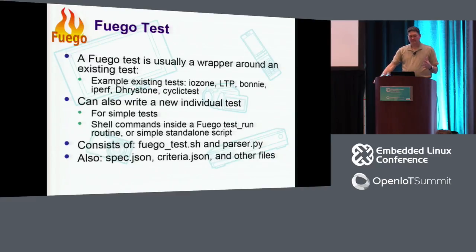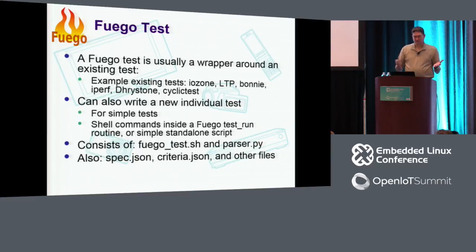Like I said, a Fuego test is usually a wrapper around an existing test. Some examples are IOzone, LTP, Bonnie, iperf, Dhrystone, cyclictest. So real-time tests, file system tests, networking tests: those are all existing tests that we just have wrappers for that allow you to hook those into our system. If you want, you can also write a new individual test, something you want to test on Linux, and put it into Fuego. Usually, if it's simple enough, you can put it in the fuego_test.sh script, but a lot of times it's easiest and clearer to take the material that's going to run on target, put it in a standalone shell script or a standalone native program, and then launch it from Fuego.